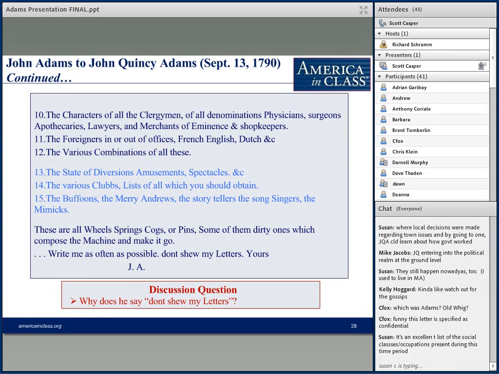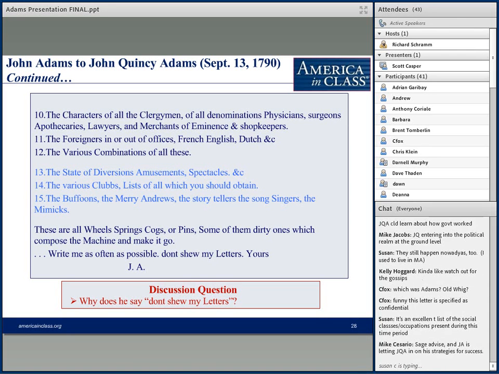Exactly so. Why does he say, don't show my letters? Any takers on that one? He's been very careful about his own public character throughout these letters. He knows, we'll see later on, that he really gets skewered by the press. Perhaps he's afraid that the letters will give ammunition to his critical enemies.